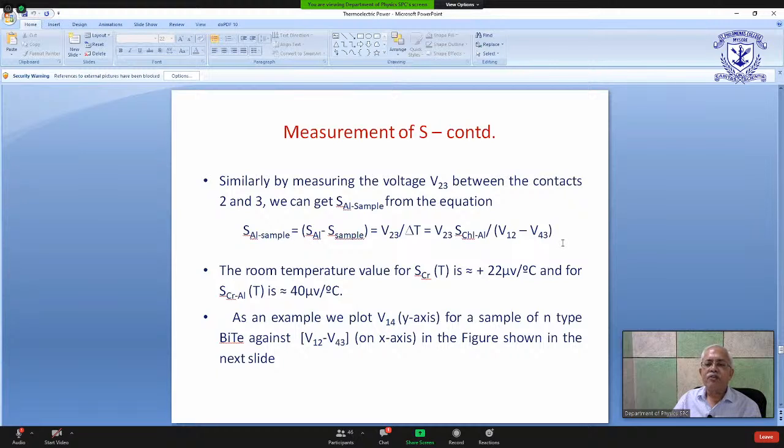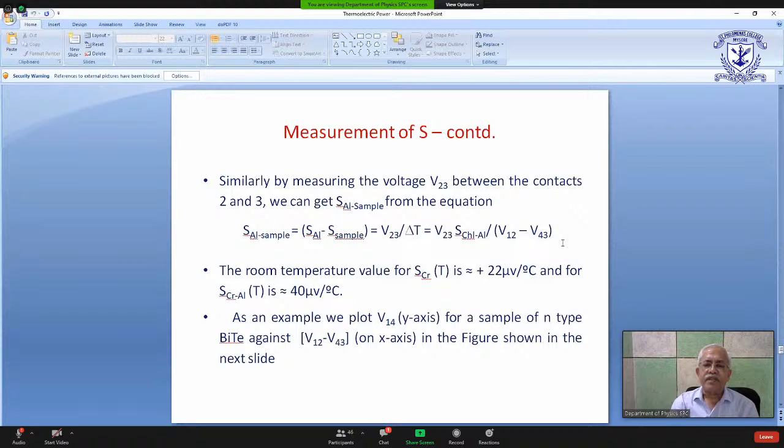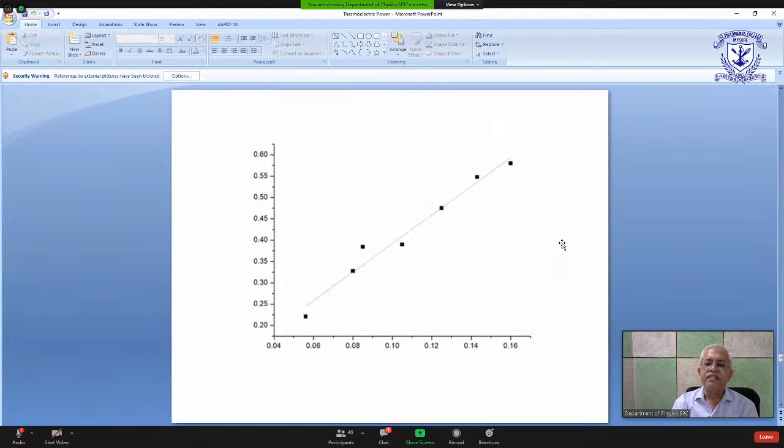You have V12 minus V43 in the denominator. So if we plot this graph, it is seen that you get a straight line. What we are plotting is V14 on the y-axis, measured for a particular sample of an N-type semiconductor, bismuth telluride, against V12 minus V43 on the x-axis. This yields a straight line graph. And what we need is the slope of this straight line graph.